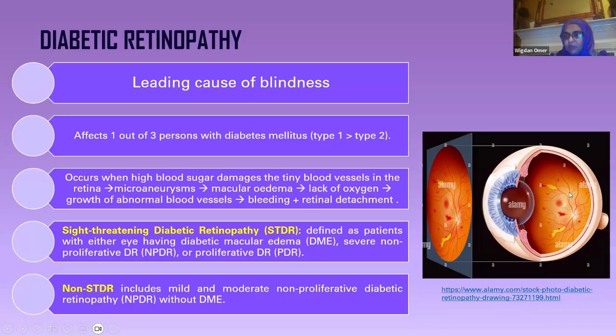They can also produce aneurysms, which are balloon-like structures. And then when those are damaged, there's growth of abnormal blood vessels in the eye, and this is called proliferative DR. And this is when it becomes very severe and almost about to cause retinal detachment or blindness.